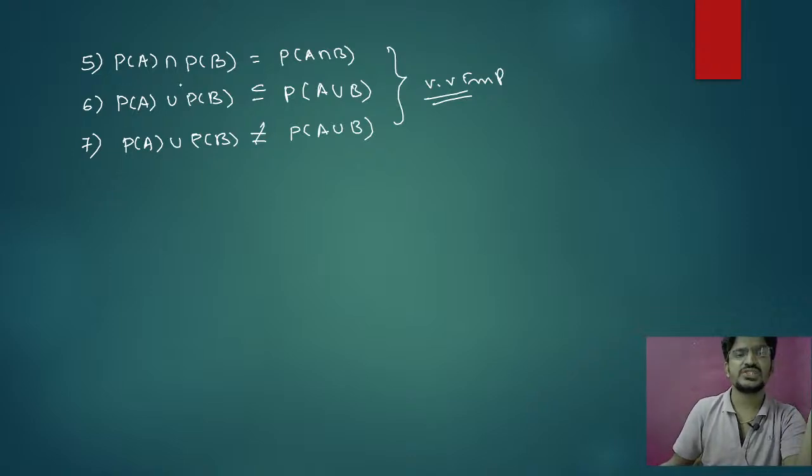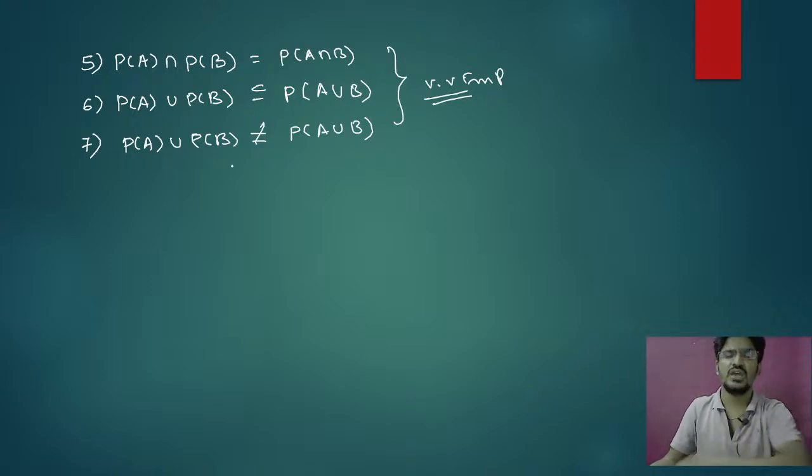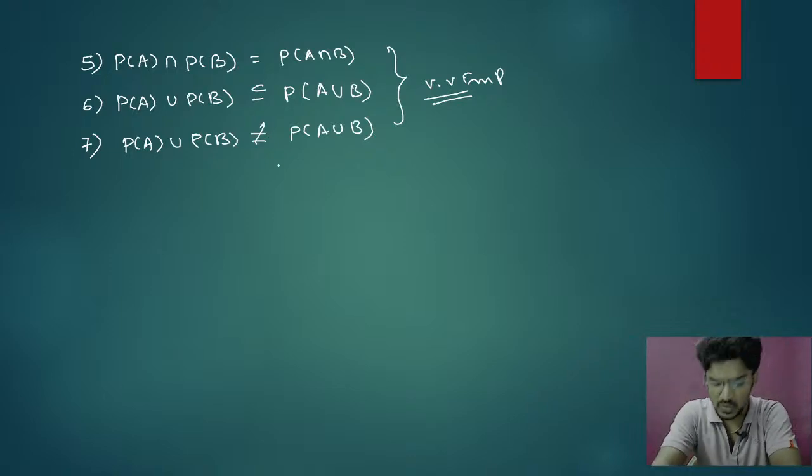Power set of A intersection with power set of B is equal to power set of A intersection B. And see the sixth one, power set of A union with power set of B is a subset of power set of A union B. And the seventh one is power set of A union power set of B is not equal to power set of A union B. So try to understand them.